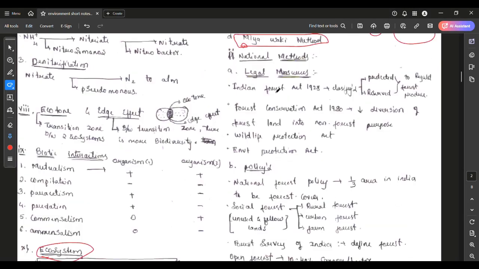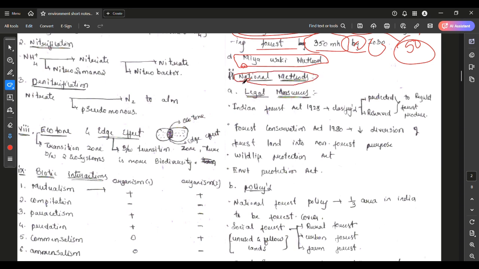Okay, and there are national measures also, to protect the forest. You can see that first we can see the legal measures: the Indian Forest Act, the Forest Conservation Act, the Wildlife Protection Act, the Environmental Protection Act.